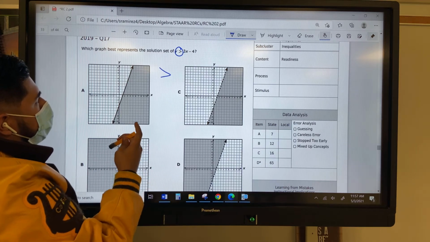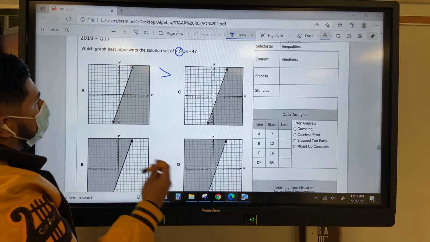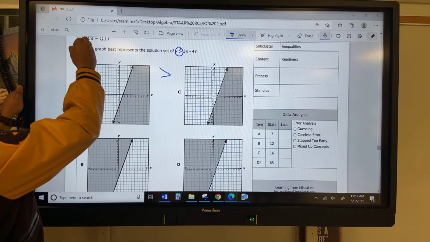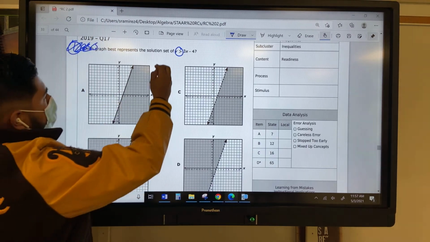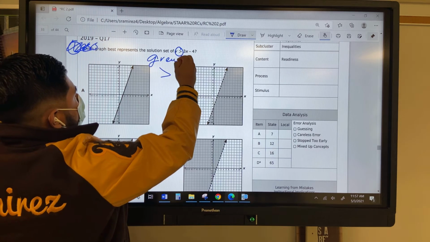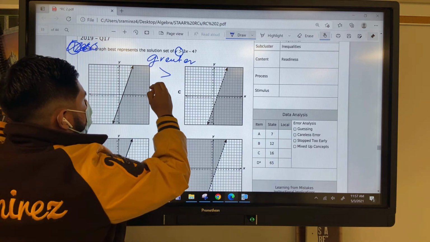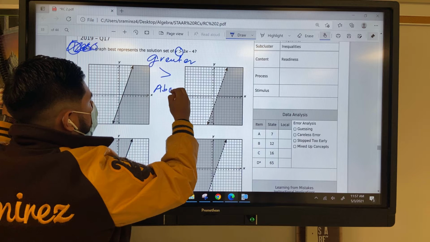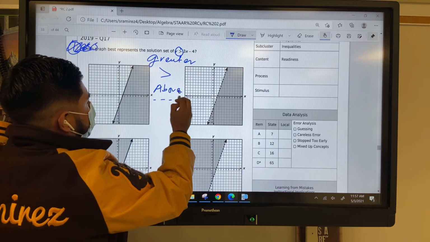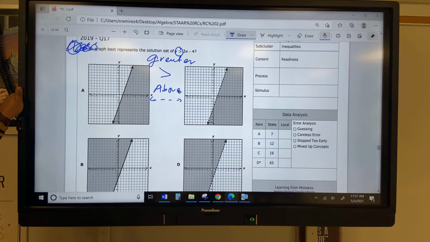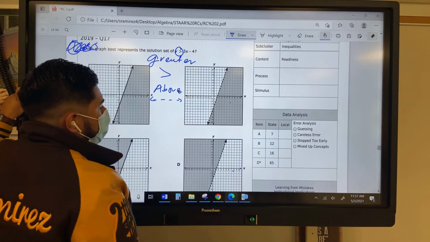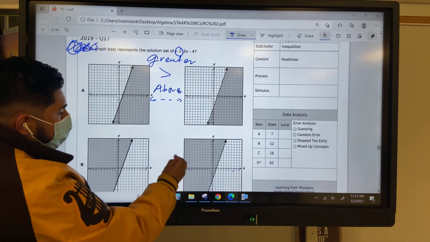Symbol, this is greater than or less than. You should be able to say, can I spell the word less? Nope. So this is a greater than problem. What does greater than mean? Above and a dashed line. Gotta look at that at your notes. Which is a dashed line? These two. Which one is above? D.